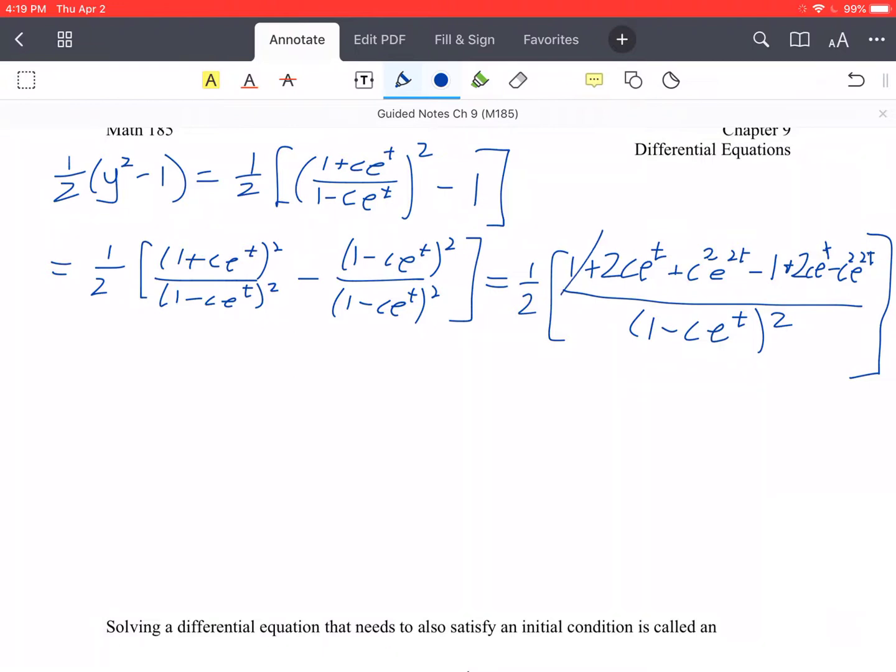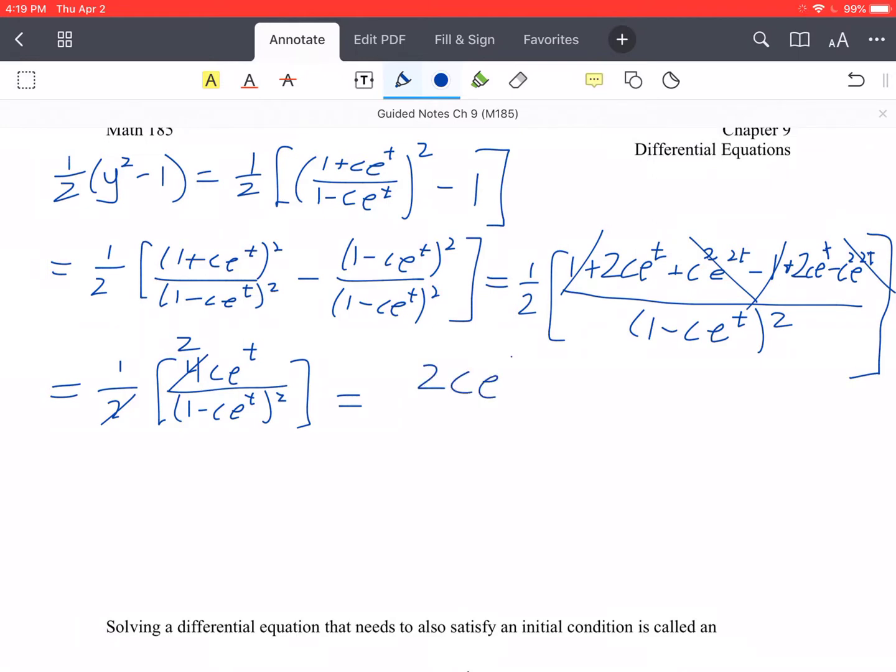Cancel where we can, so the 1's cancel, the square terms cancel. So what we have left, we have 1/2 times 4c e to the t over (1 minus c e to the t) squared. There's a factor of 2 in that 4, so that leaves us with 2c e to the t over (1 minus c e to the t) squared, and that's our right-hand side.